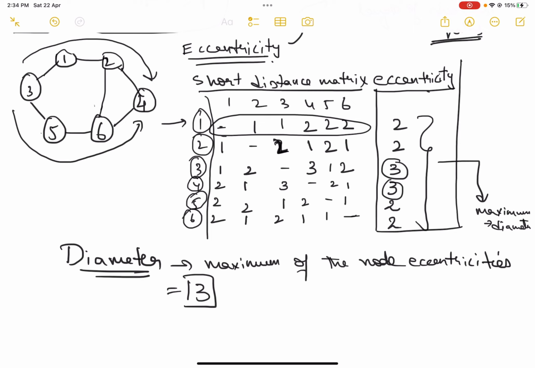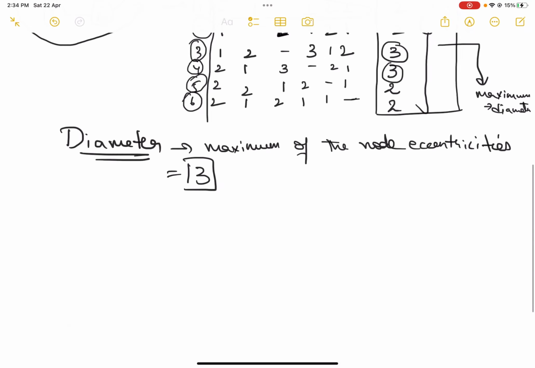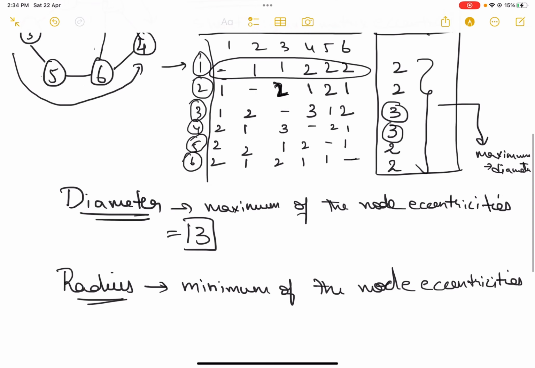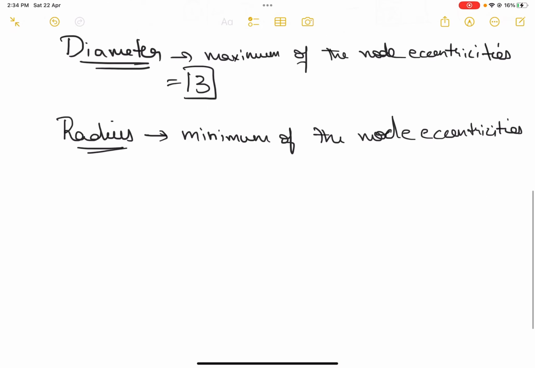Now, what is the radius? We said we're going to discuss what radius is also. The radius is basically the opposite of the diameter. It's not the radius that you've discussed in math. It's not diameter divided by 2. The radius is defined as the minimum of the node eccentricities, which is what in this case? The minimum is 2, right? It is 2 in this case.